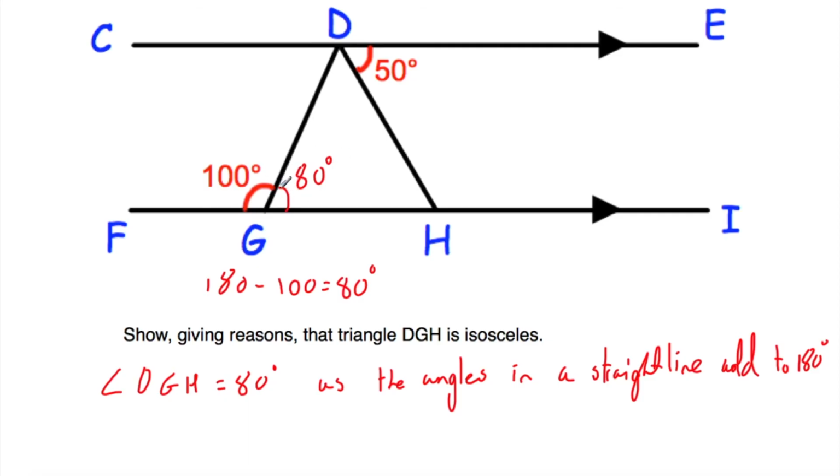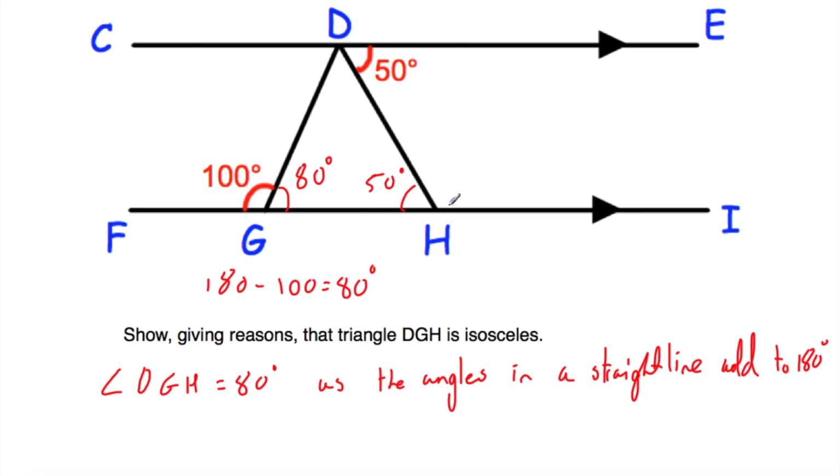Okay, so we found the size of this angle. Now what I'm going to do is look at angle EDH, this 50 degree angle here, and angle DHG. As you can see, we've got this alternate angle, that Z shape. So if this is 50 degrees, this angle down here is 50 degrees. So that's a 50 degree angle there.